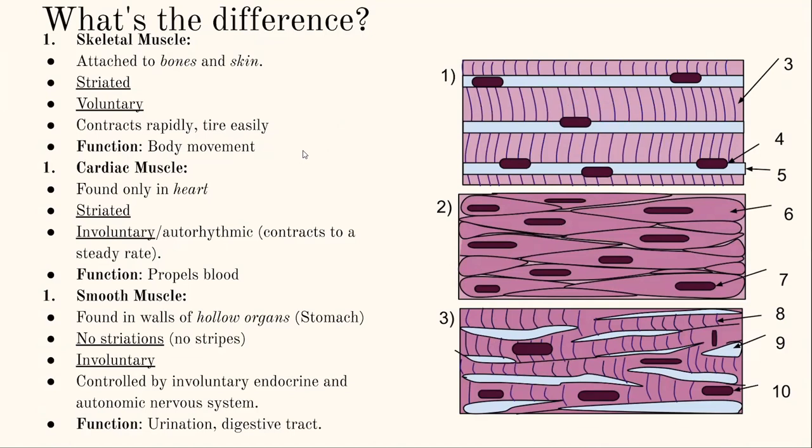And then we have cardiac muscle. Cardiac muscle, or cardiac tissue, is only found in the heart, nowhere else in the body, and that is also striated. This is a cardiac muscle. You can see the striations. This is involuntary, so we do not have to think about pumping blood or keeping our heart pumping. So that means that it is involuntary.